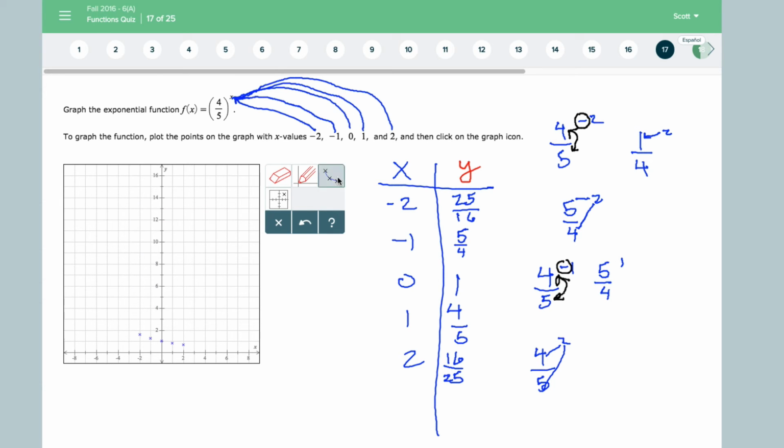Okay, now I'm going to plot the graph, and if you see anything other than that gentle curve, you did it wrong. Okay, it can't be an S or a squiggly or anything. It has to be that gentle curve.